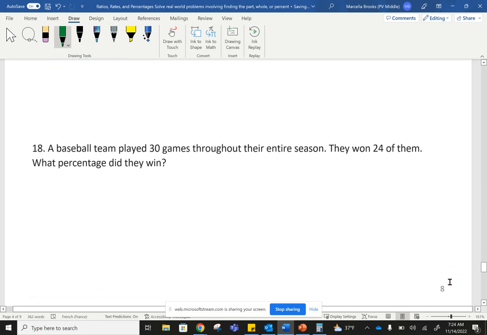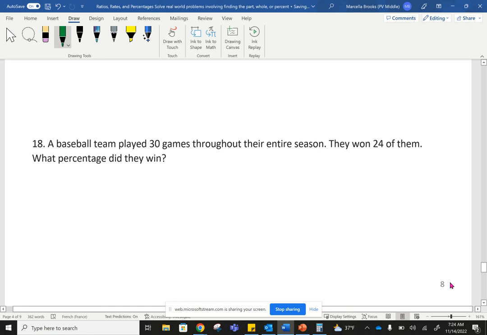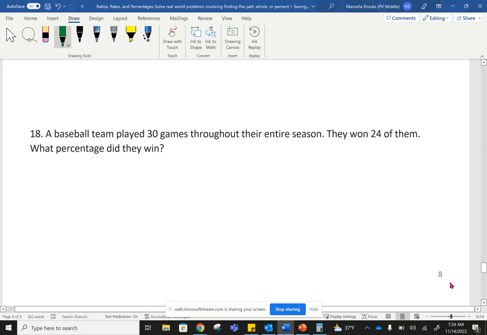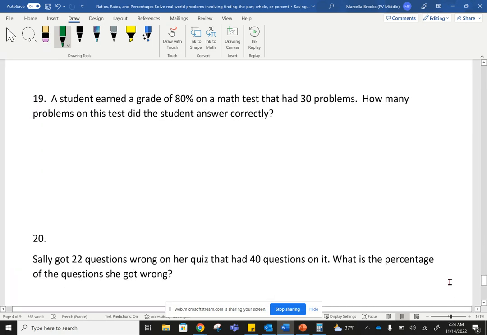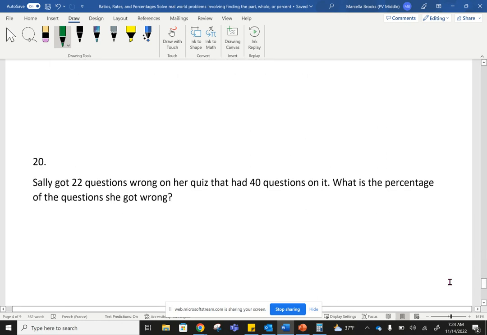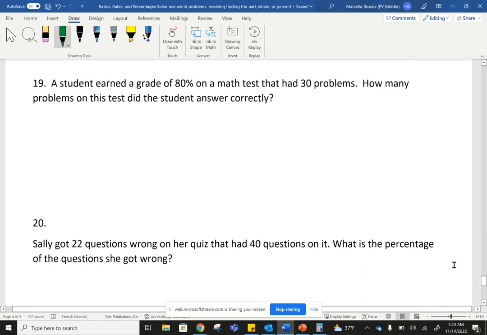Number 18. A baseball team played 30 games throughout their entire season. They won 24 of them. What percentage did they win? And then number 19. A student earned a grade of 80% on a math test that had 30 problems. How many problems on this test did the student answer correctly? And then 20. Sally got 22 questions wrong on her quiz that had 40 questions on it. What is the percentage of the questions she got wrong? So you're setting up your proportion with the numbers they give you. Let me check your proportion before you start solving it. Good luck.